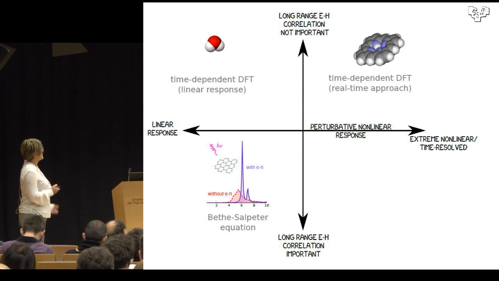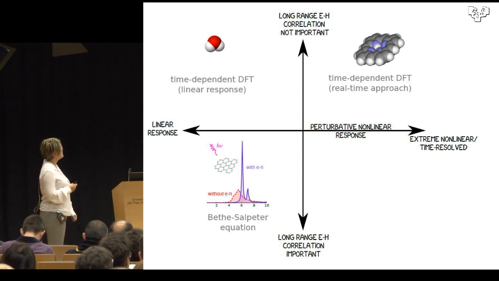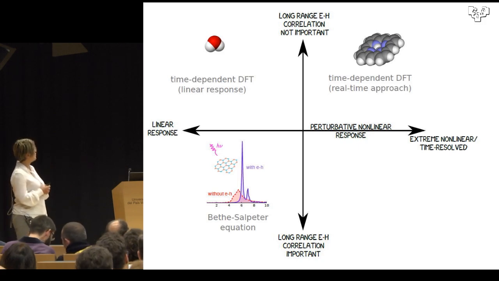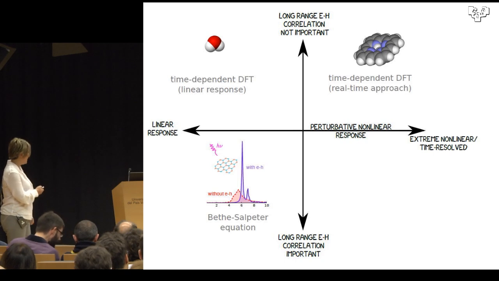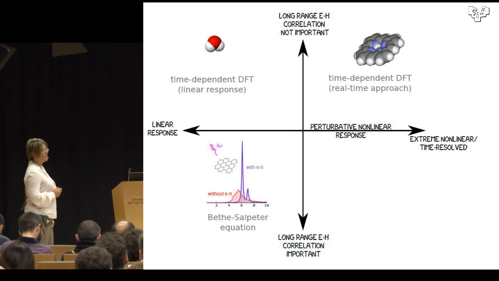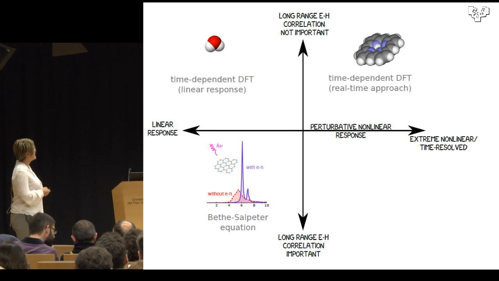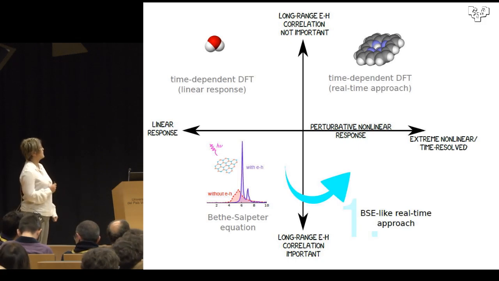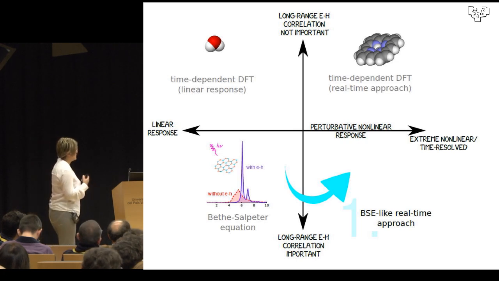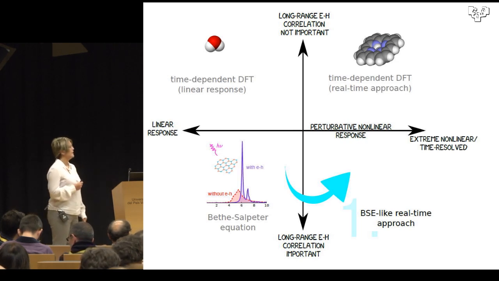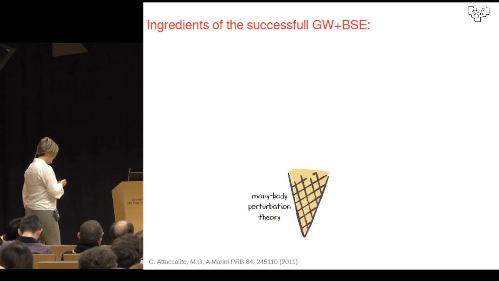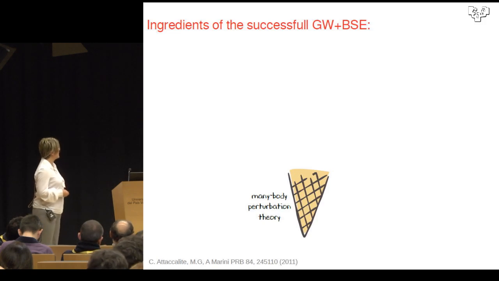The problem with time-dependent density functional theory is that when we use standard approximations, we miss the long-range electron-hole correlation that, as I've shown for this example of monolayer hexagonal boron nitride, is essential to capture excitonic effects. So our work was to develop and implement a Bethe-Salpeter-like real-time approach. We did this with Claudio Attaccalite and Andrea Marini.